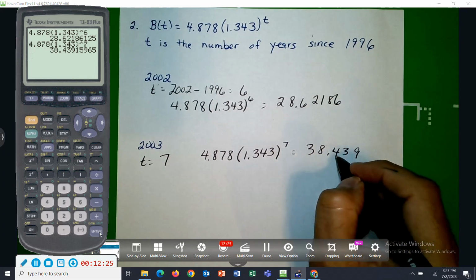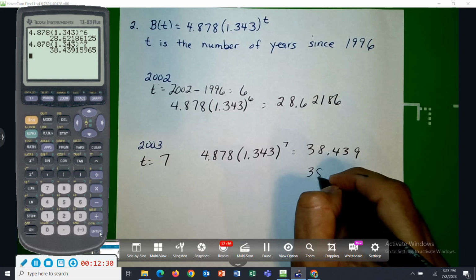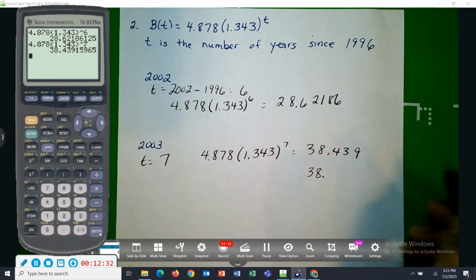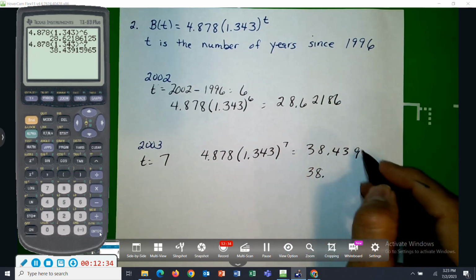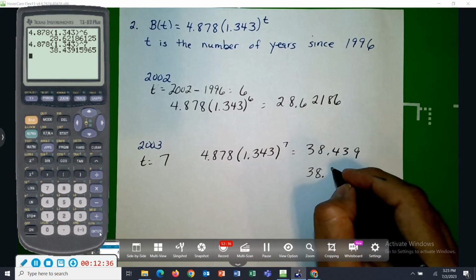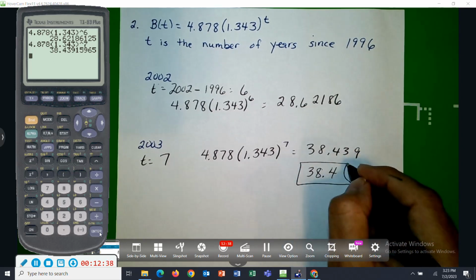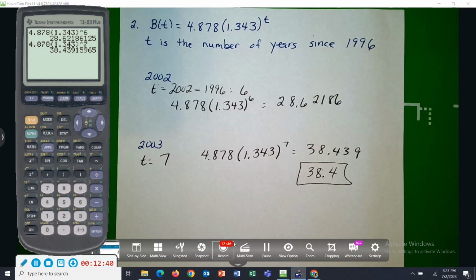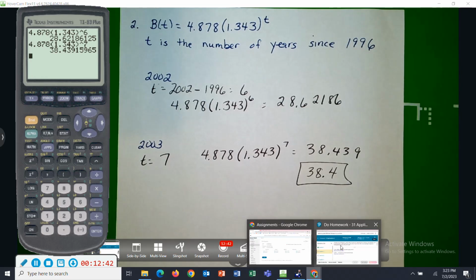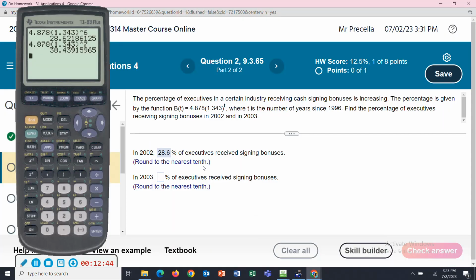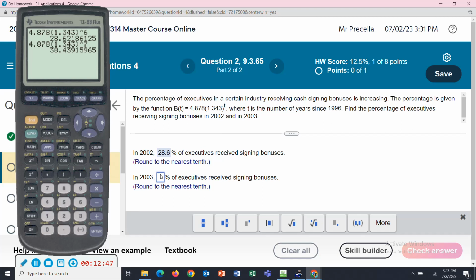So 38.439. Now we're told to round to 1 decimal place, to the 10th place. So it's going to be 38.4. The digit after the 4 is a 3. So 38.4% of the executives will receive signing bonuses, or did receive them. 38.4.